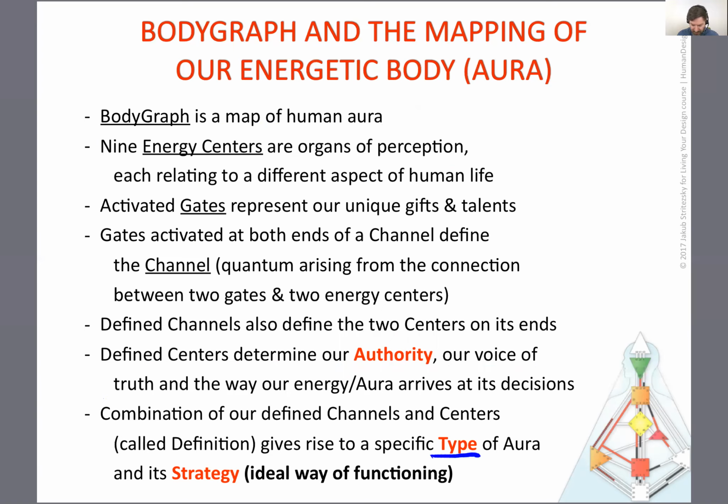Each type of aura has its own strategy, which is the ideal way of functioning, which is how we can ideally function in the world so that we meet the least resistance. It is how we naturally are. It is the easiest way of how we can function in the world based on our aura.